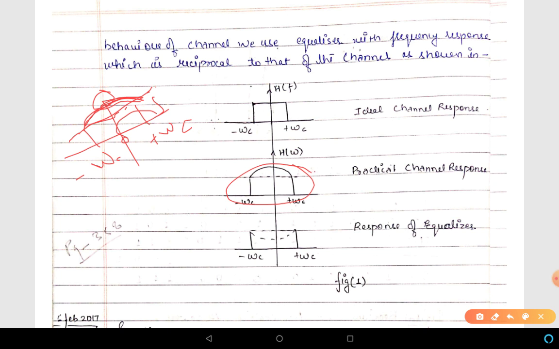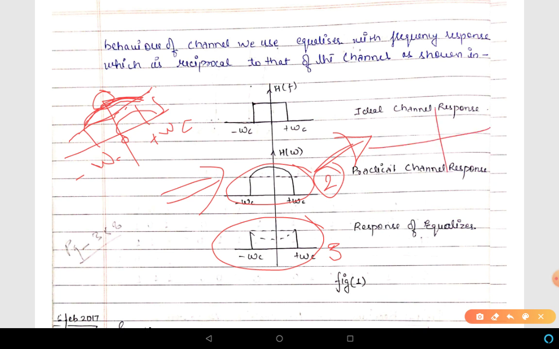So the signal which comes at the output of the channel will not be the same as the signal that was inserted at the input. So this will cause distortion. How to remove this distortion? What if we use something at the receiver with a response like this? What is important here is that the response in figure 3 is exactly opposite to the response in figure 2. In one case we are using this response, in another case we are using this response.